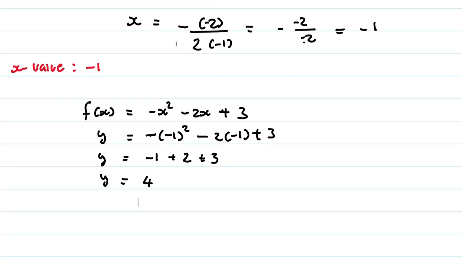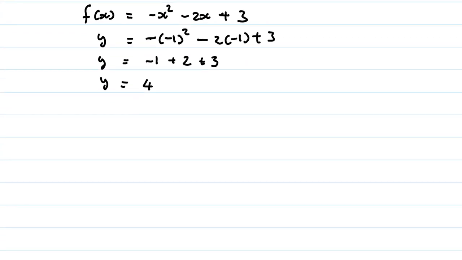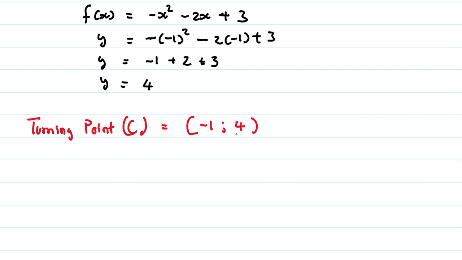So now the coordinates of the turning point C are equal to -1, which is the x value, and then 4, which is the y value.